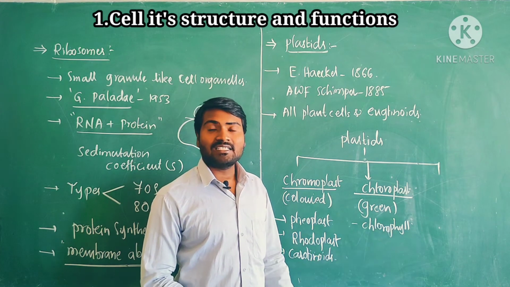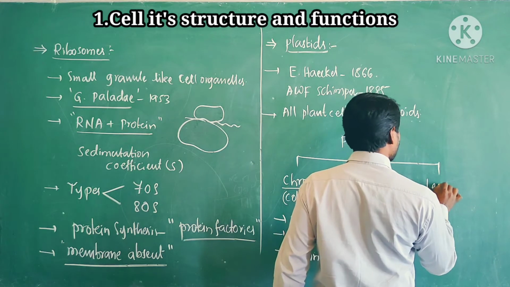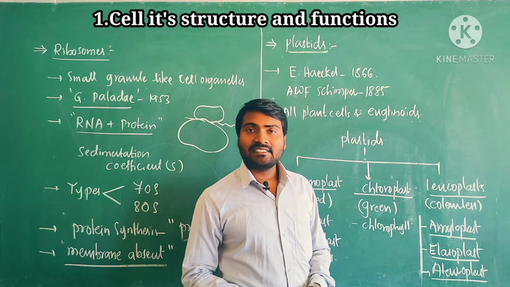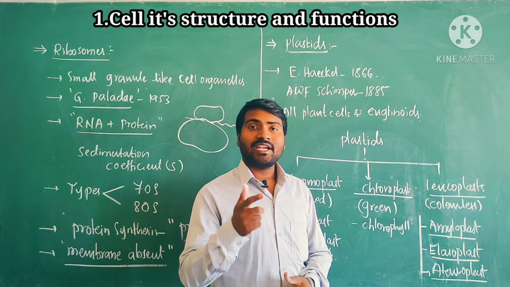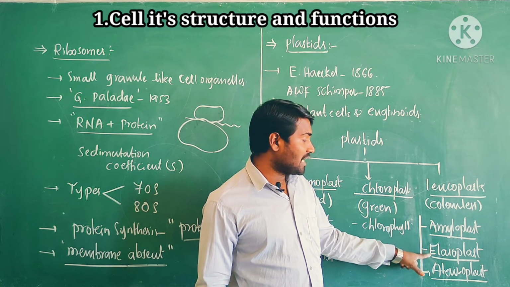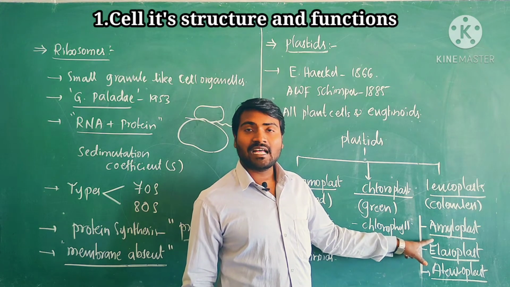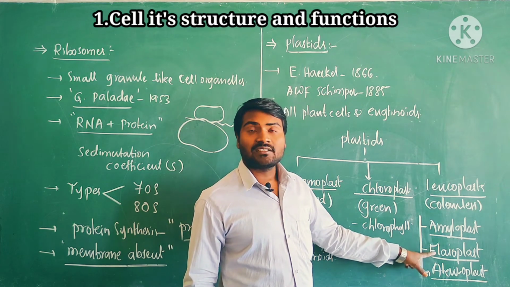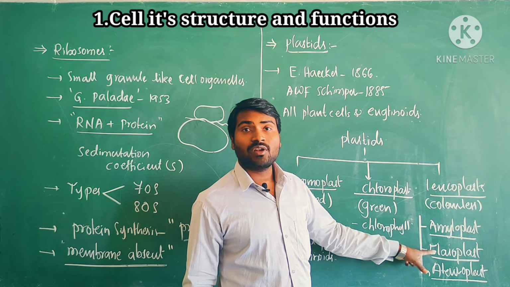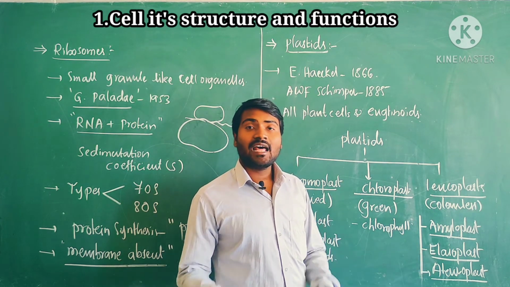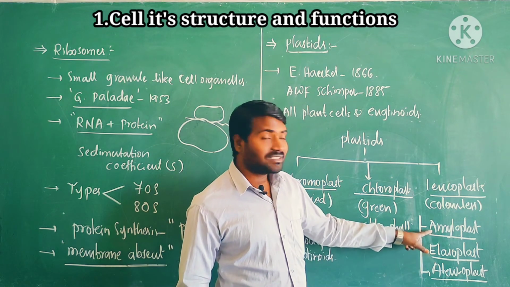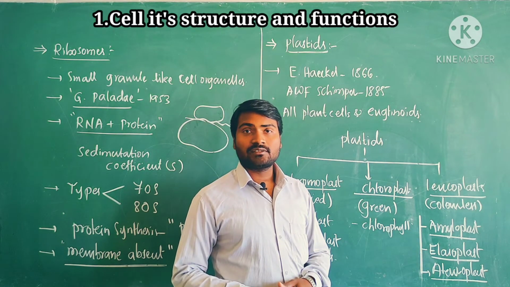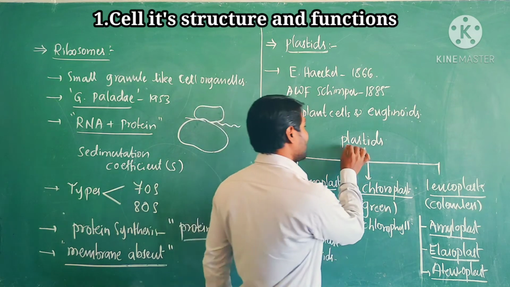Come to one more type of plastids, leucoplast. Okay, so leucoplasts are called colorless plastids. These colorless plastids are also categorized into three types: amyloplast, elaioplast and aleuroplast. Amyloplasts are starch storing plastids, which store the starch material, and elaioplasts store the oil materials. Okay, oil storing plastids. And aleuroplasts are protein storing plastids. They store the starch, they store the oil like lipids, and they store the proteins. So this is the classification of plastids.